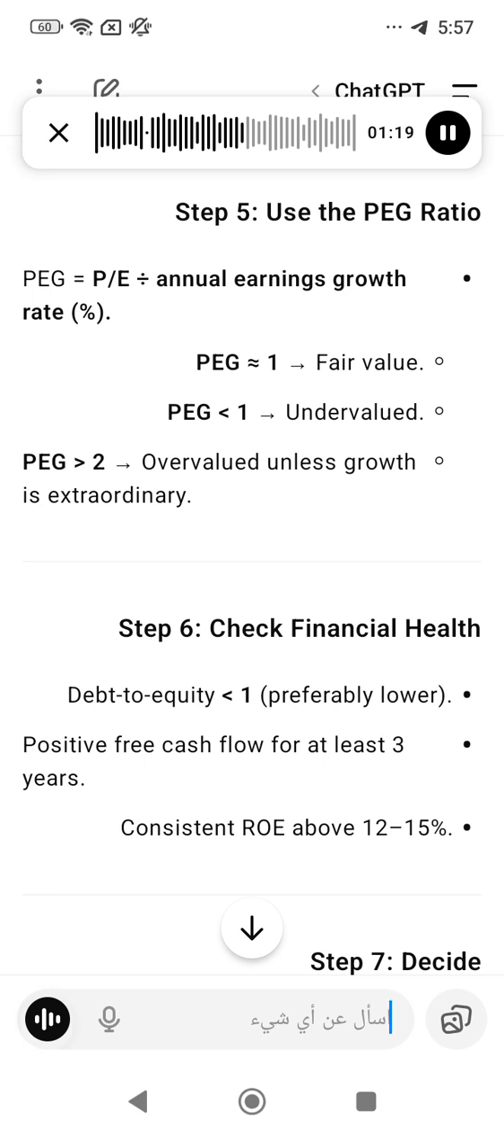Step 6. Check financial health. Debt to equity below 1, preferably lower. Positive free cash flow for at least 3 years. Consistent ROE above 12 to 15%.